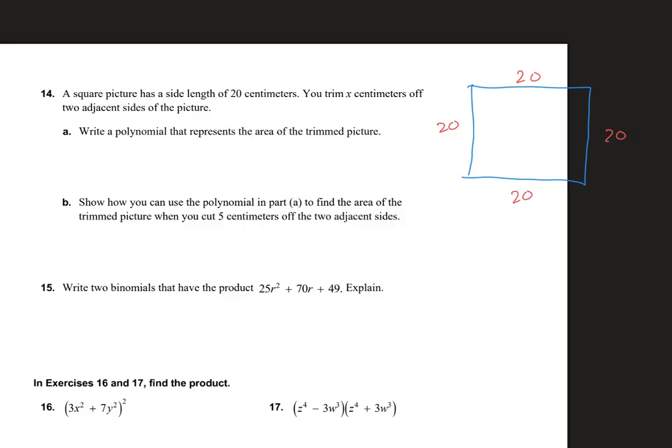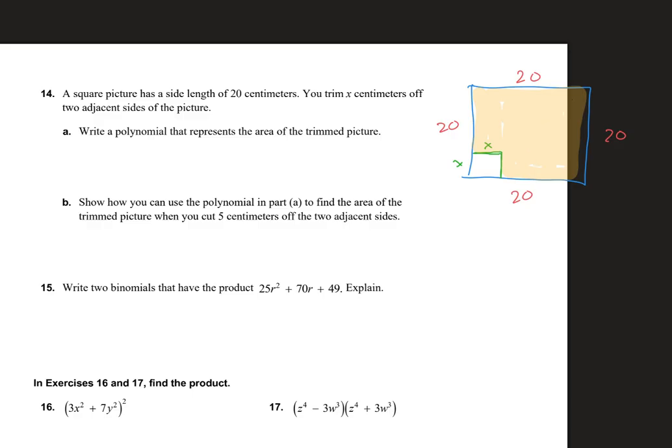We're on a roll. You trim X centimeters off two adjacent sides of the picture. I think what they've done is they're cutting off a square that is X by X. So write a polynomial that represents the area of the trimmed picture. Oh, okay. So what they're wanting is this area right here. What would that area be?